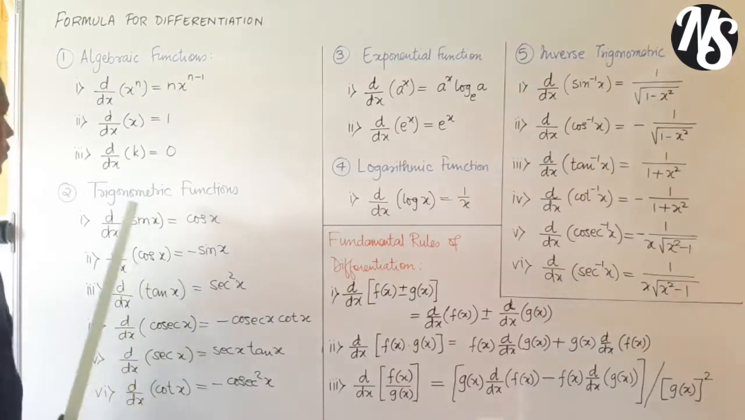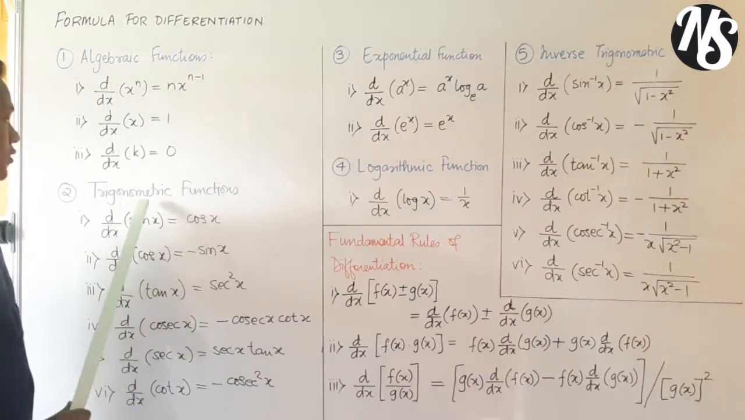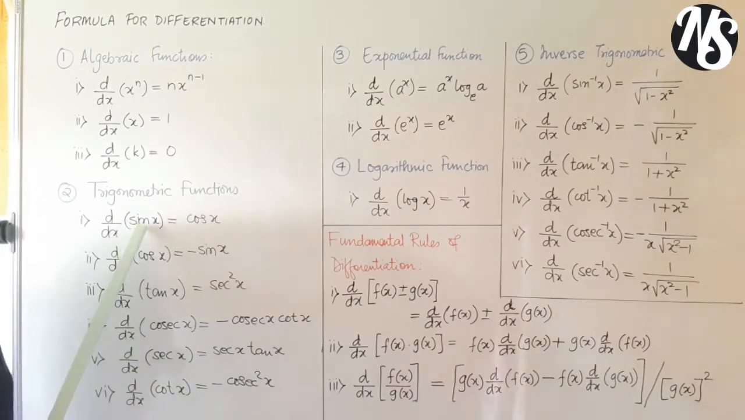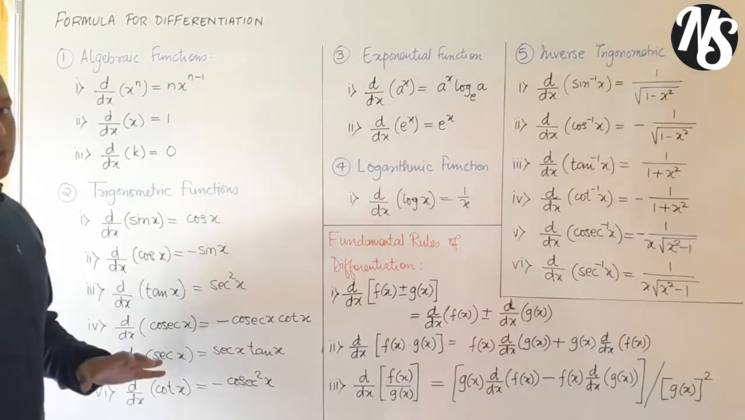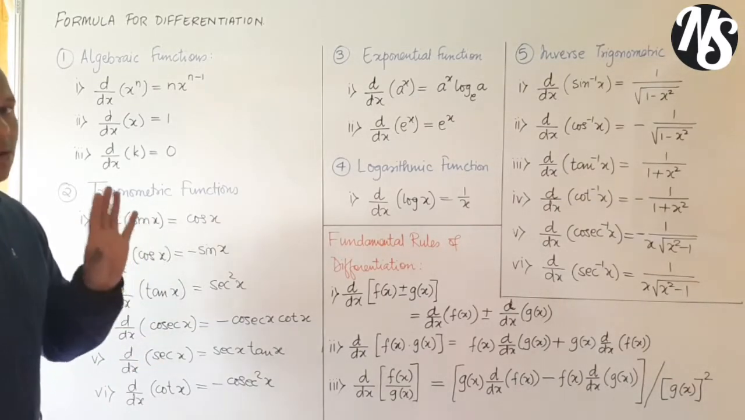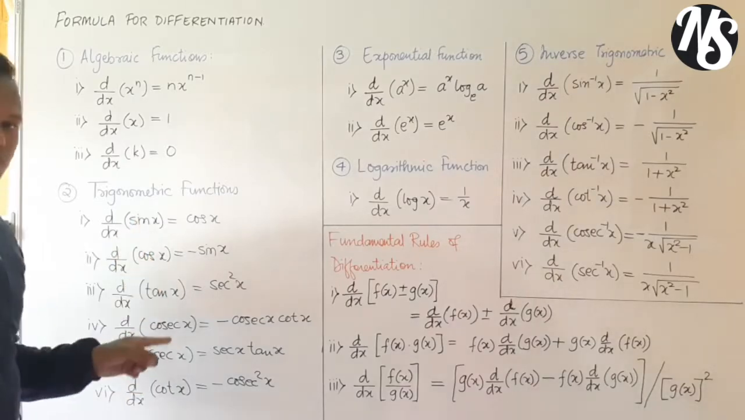Now let's see the derivative of trigonometric functions. The derivative of sin x will be cos x. The derivative of cos x will be minus sin x. For tan x it will be sec square x. For cosec x it will be this much, for sec x it will be this much, and for cot x it will be this much. However many problems you practice, that will give you the confidence for remembering these formulas.